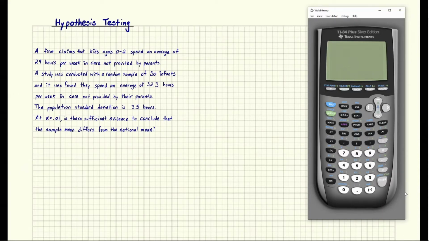Eric Burgess here, and today we are doing a hypothesis test. We have this statement, this question.